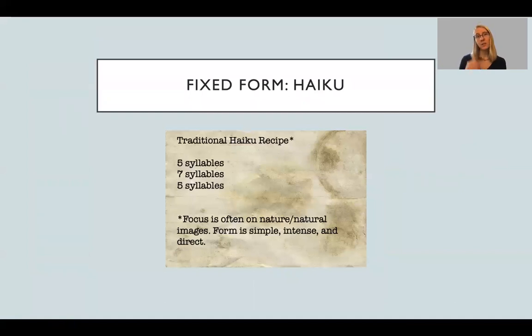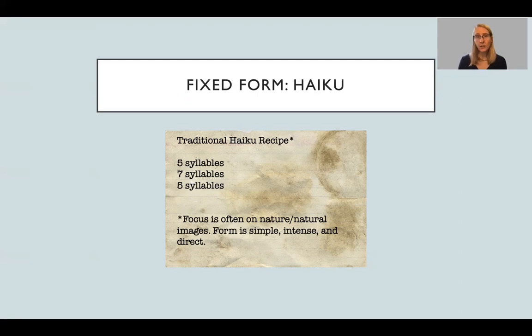I thought it would be helpful to look at one more fixed form. So again, when we're thinking about breaking the lines, they're set up in a recipe. They're telling us what to do. And so this one is based on syllable count rather than necessarily on beats in the line and end rhymes and a particular number of lines in the same way.